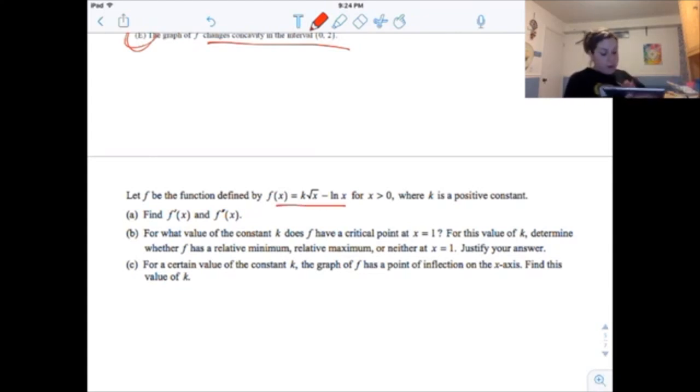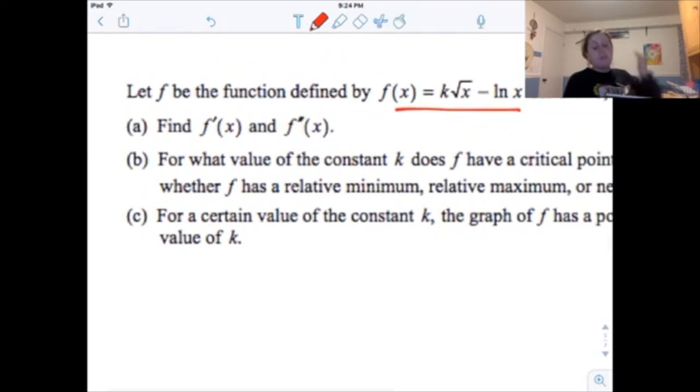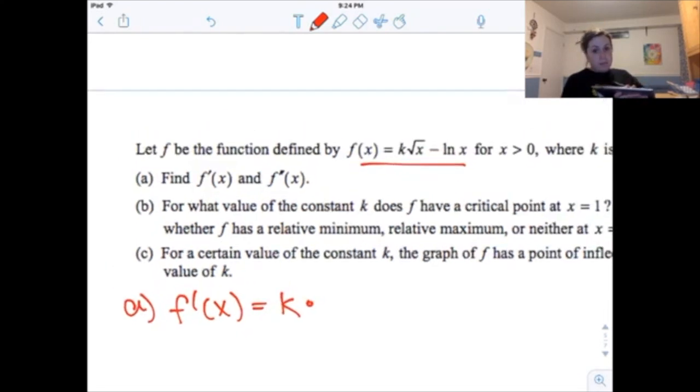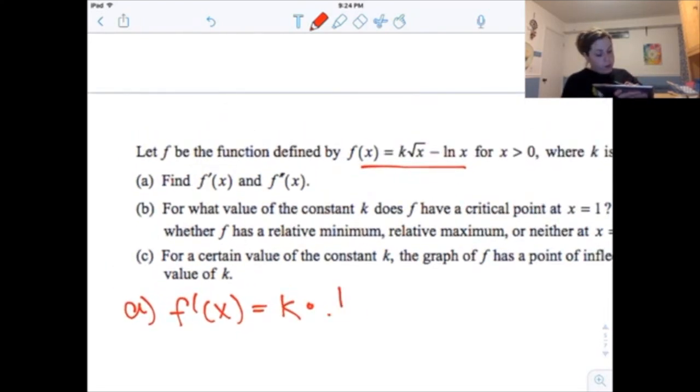So first thing we want for part A is f prime and f double prime. And that's going to play a part in what we do after, so I'm going to do A and B. So for A, f prime of x would be, k is just a constant, so I'm just going to leave it out front, times 1 over 2 radical x, and then derivative of ln x is 1 over x.